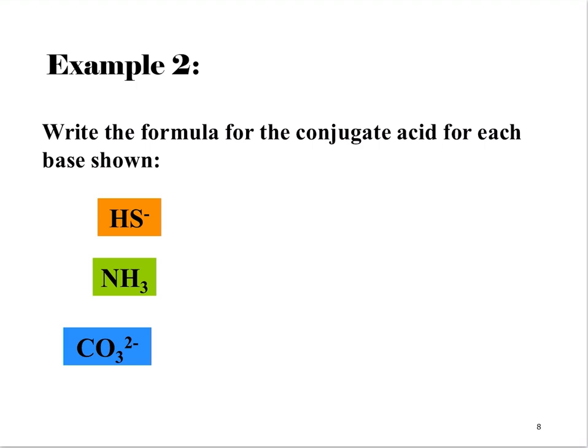So you're told that all of these are Bronsted-Lowry bases, and you're going to be writing the formula for the conjugate acid. Here we have HS minus, and I'll write how it reacts with water once; for the other ones it's just going to be implied. So these are all bases.